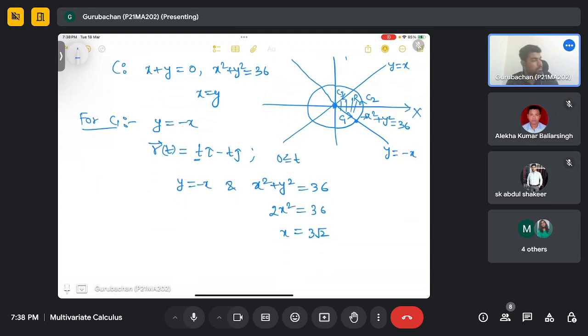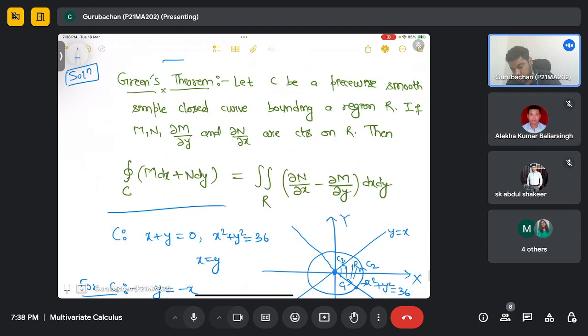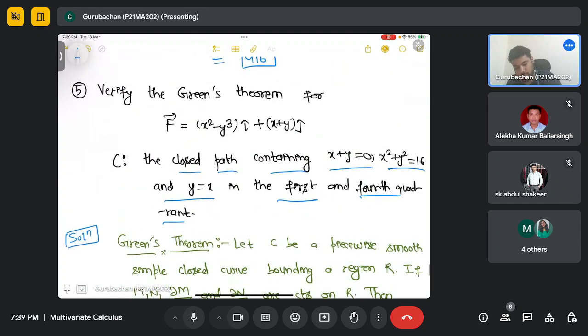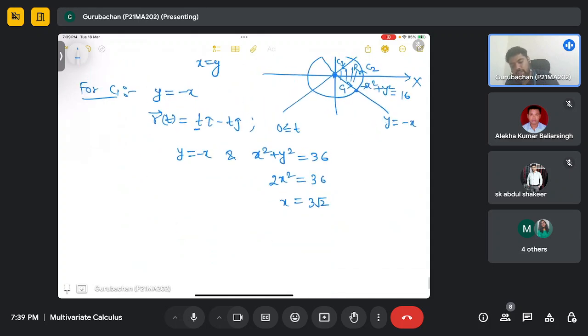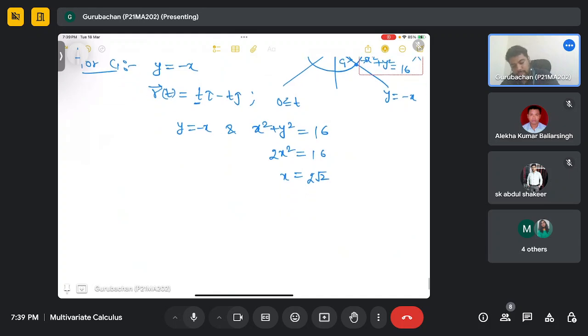Or we have some mistake, I think. What is the equation of this curve? 16. It was 16. That's why this is 16. Although we can verify for 36 also if we were taking 36 from the start. So 2 under root 2. So x can be plus or minus.